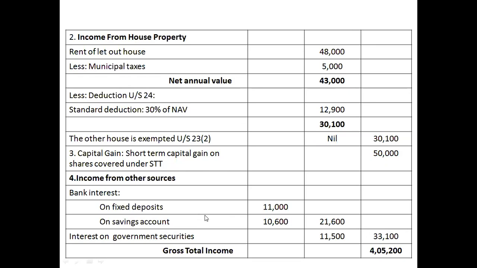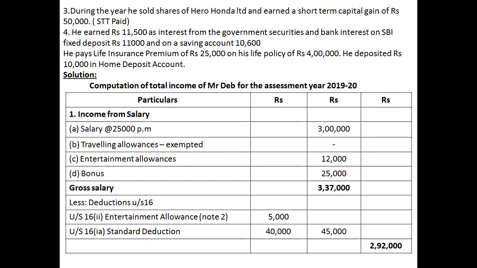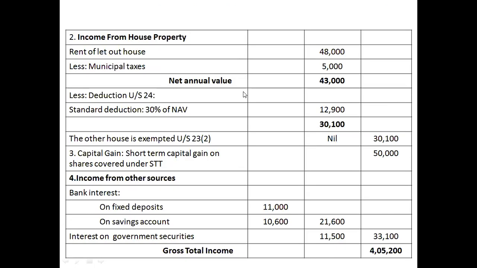Now we have income from other sources. What is the income from other sources? One, they have given bank interest. The other one is government securities. What bank interest have they given here? They have given fixed deposits, and then a savings account. That's 11,000 and 10,600, which comes to 21,600.